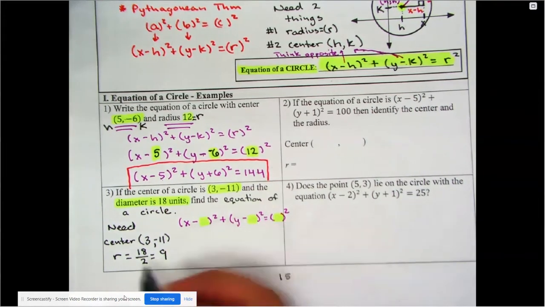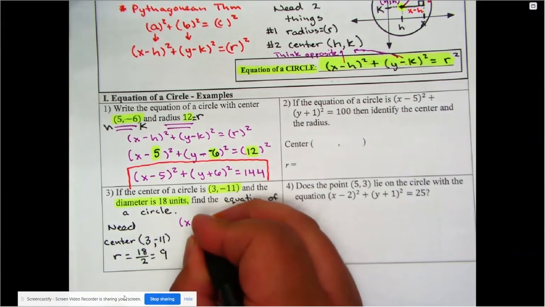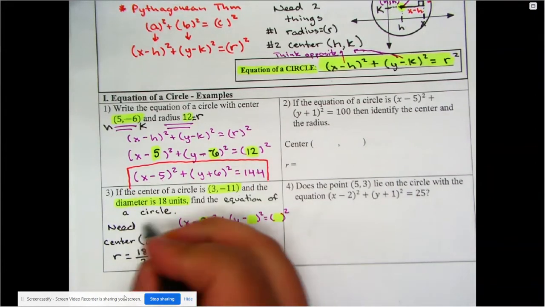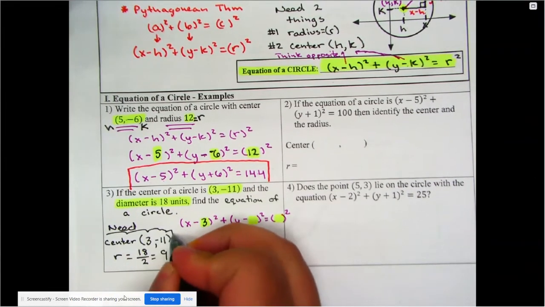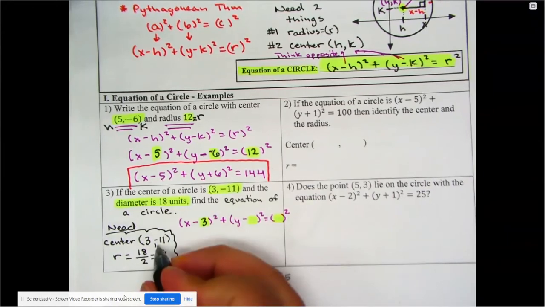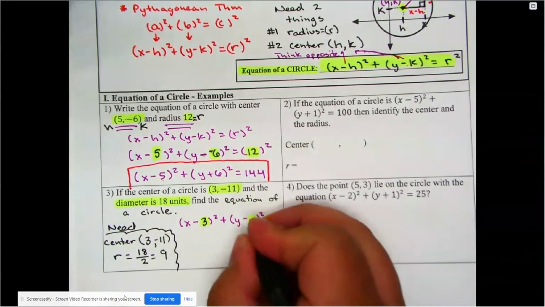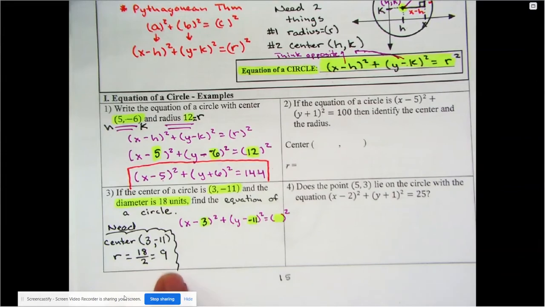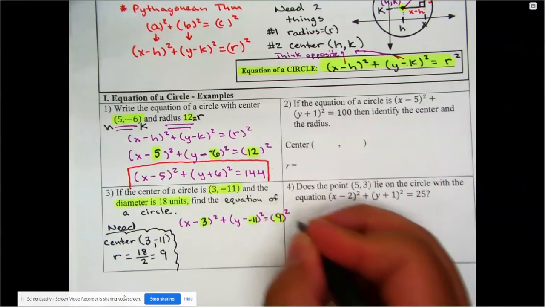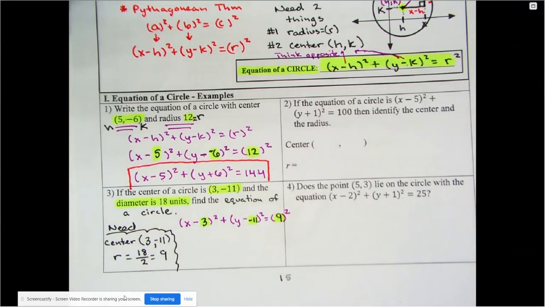I needed an x value. Well, my x value is 3. See, I don't need to look at my problem anymore. Everything I need is right here. I need a y value. Well, that's -11. The y goes with the y. And then I need a radius. Well, there's my 9. And I'm about to finish here.